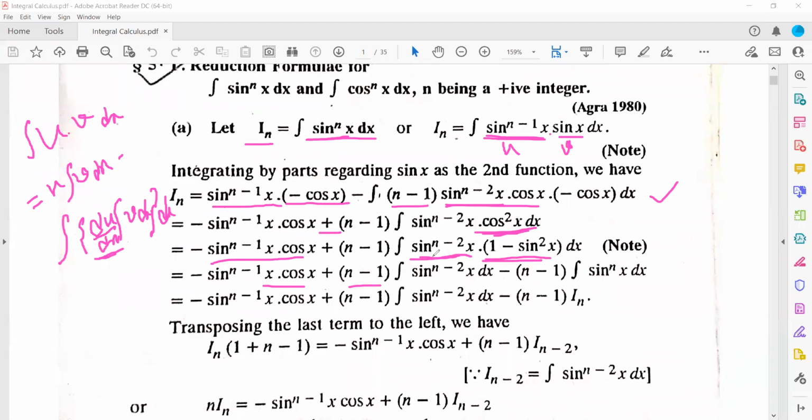Sine to the power n minus 2x into 1 is integration of sine to the power n minus 2x dx. Then plus minus minus n minus 1 integration sine to the power n minus 2x into sine square x. So the base will be the same, so the powers should be added. So n minus 2 plus 2 will be what? n. So it will be sine to the power nx dx. Is that clear, this line? Just simple, I have multiplied.